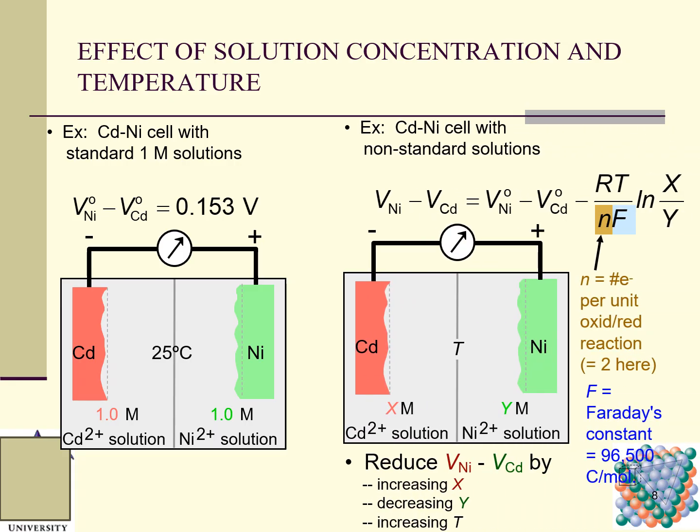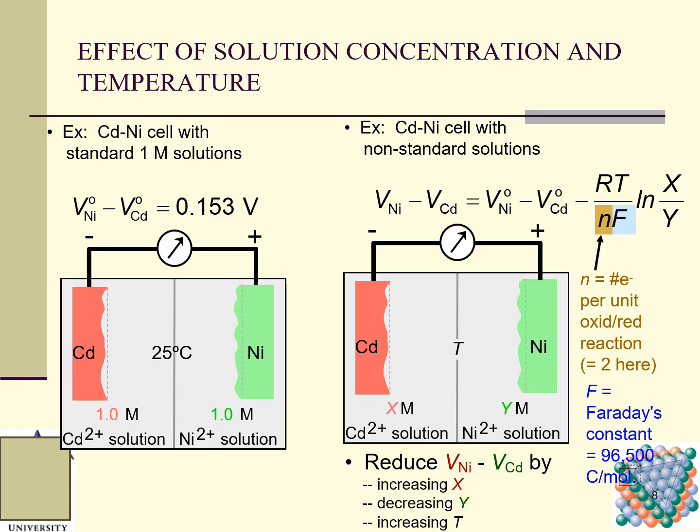And this is a cell with non-standard solution. This is a standard solution, 1 mole; for non-standard solution, we can see here the Ni and Cd. The 0 here stands for standard. If there is no 0, it's non-standard. So this term, n, is the number of electrons per unit oxidation and reduction reaction.